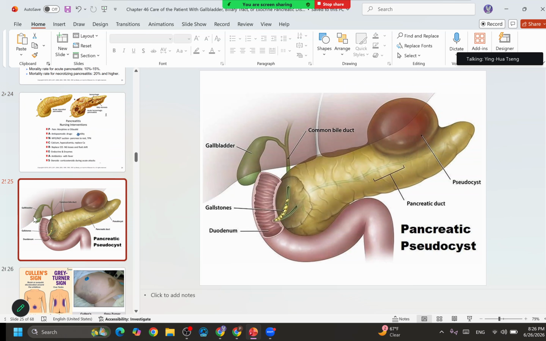All right, so this is a pseudocyst. That means it's an abscess on the pancreas, because they get destroyed by the enzyme, something like that. Sometimes the immune system will fight back.